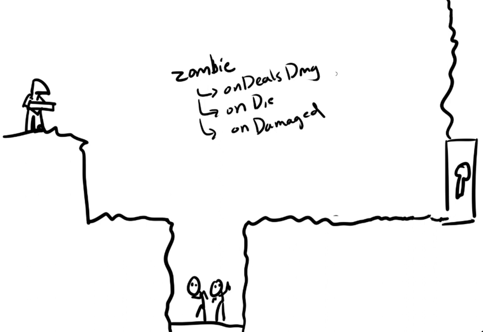So maybe our zombie on deals damage fires a steal health event, right? So now all zombies that are spawned into the game will have this steal health event, where whenever they damage you, whenever they damage anybody, they steal some health. It's a very, very basic setup, and it uses the Unity event on a global level. So the prefab has been set up to steal health.